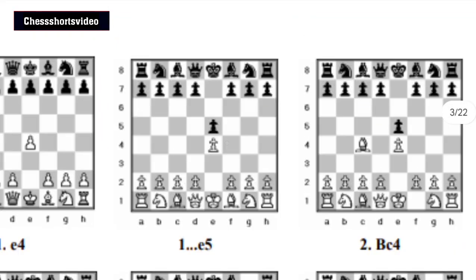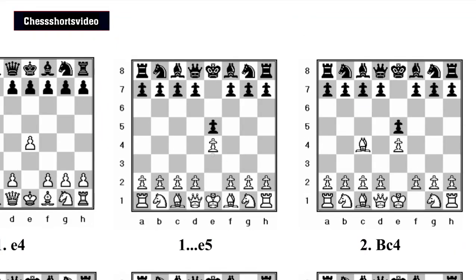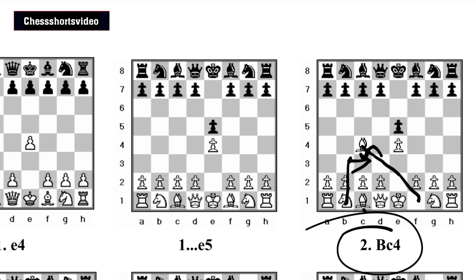So E5, what does it mean? E5, just suppose your opponent plays it and you play Bc4. Bc4 indicates your bishop moves from this position to c4. This is called Bc4. For example, if you move your knight to this position, it is called Nc3.